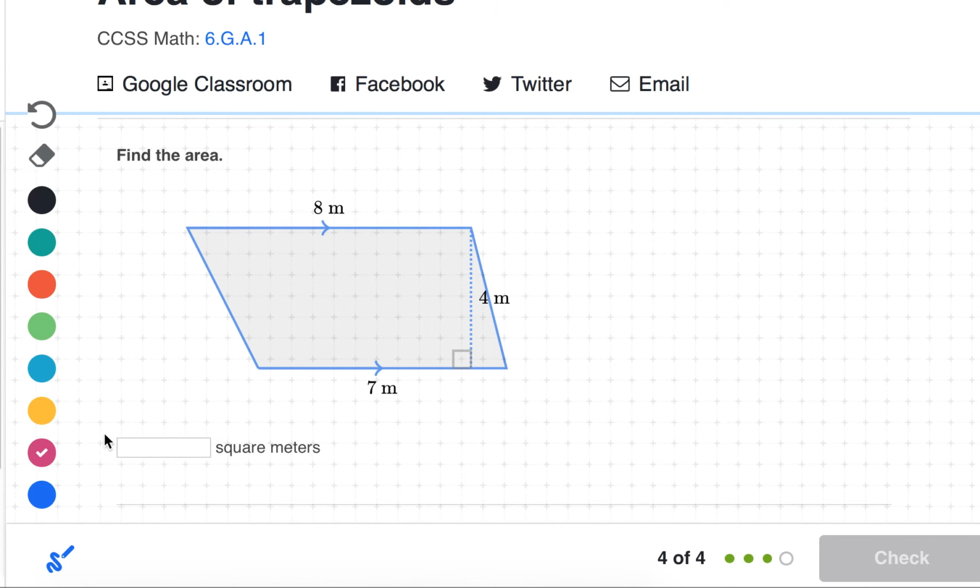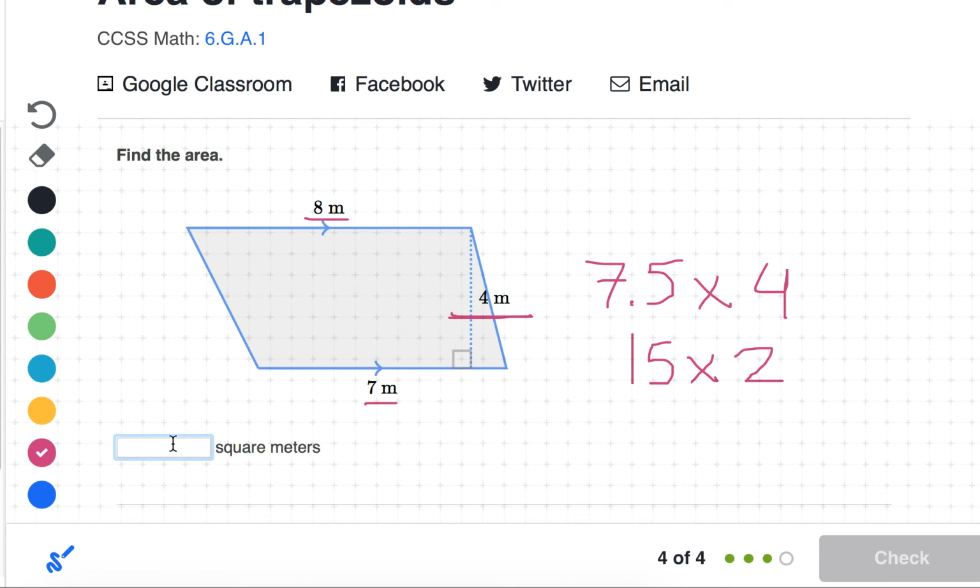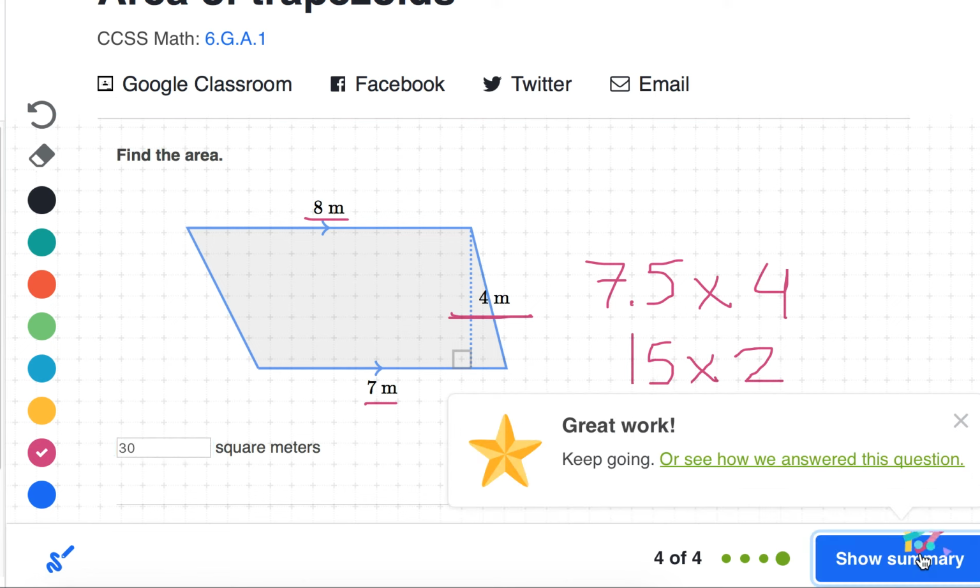Last one, the bases are 8 and 7. We just had one like that. We know the average of 8 and 7 is 7.5. And the height is 4. So 7.5 times 4, that's the same thing as 15 times 2. Right? I doubled the 7.5 to 15 and cut the 4 in half to 2. That's 30 square meters. So that's how you find the area of a trapezoid.